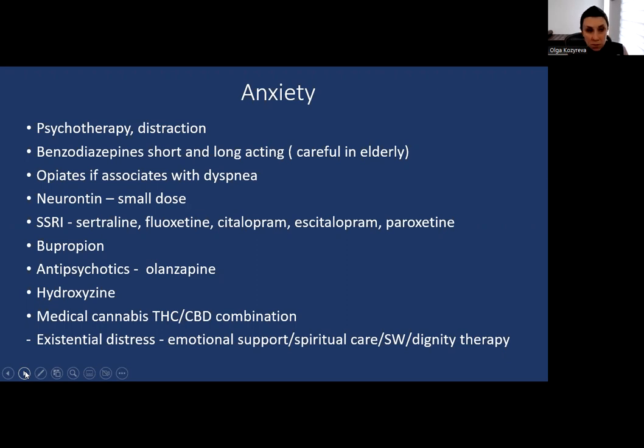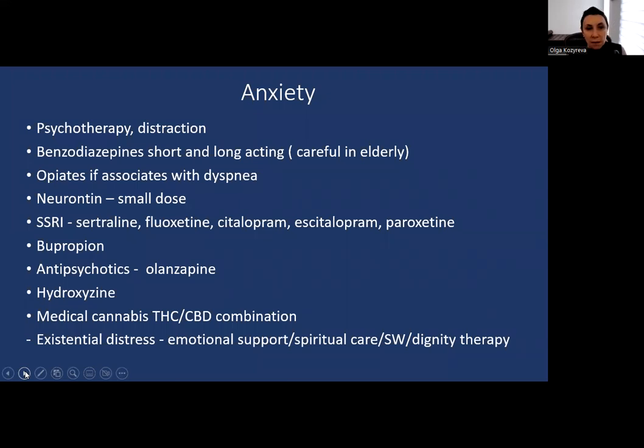So Neurontin, gabapentin, I know this medication is available in Ukraine and in many other countries. In a small dose, it's excellent for anxiety, very well tolerated in elderly patients, and safe. A small dose can be from 100 to 300 milligrams.